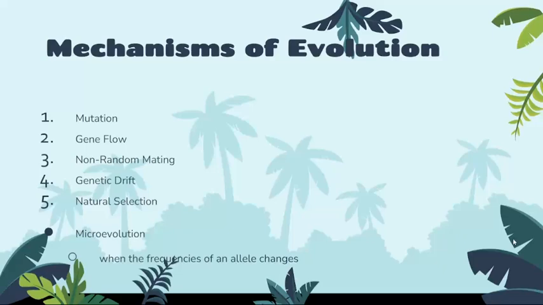We have mutations, which is how every single adaptation or variation starts. We're looking at gene flow, so how genes change over a period of time. We're looking at non-random mating, which means that individuals mate based on looks or based on ability to find prey or whatever. And then we're looking at genetic drift, how the gene trend could be driven. We're also looking at natural selection. And again, we're looking at microevolution, which is the change in frequency of an allele within a population.